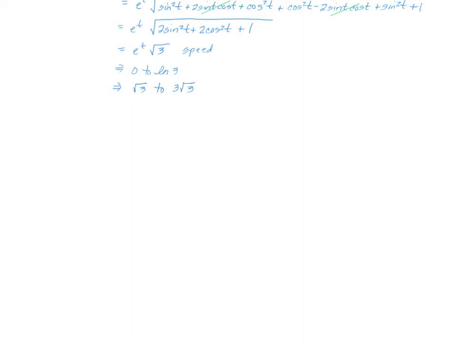As t goes from 0 to natural log of 3. So this is how our speed varies. Now the next part of this question was to find the arc length. Remember, I'm going from 0 to natural log of 3. But we already found the magnitude of the derivative of r, so remember that was just the square root of 3 times e to the t.